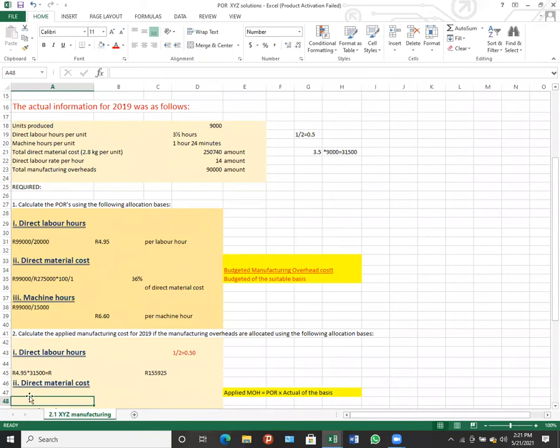For direct material costs, we're going to take the 36% multiplied by 250,740. Correct. And 6%. How much do you get in total? 90,266.4, sorry. Okay.